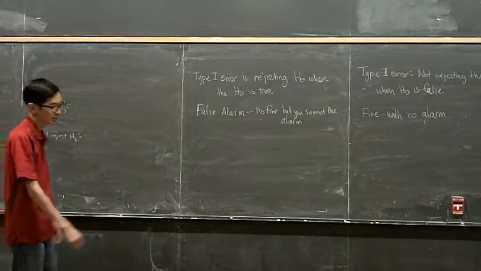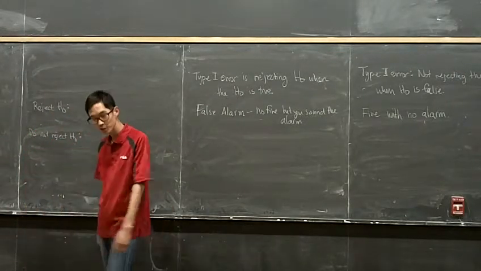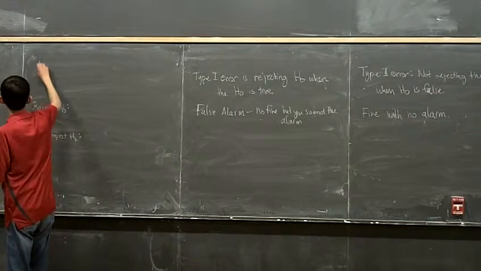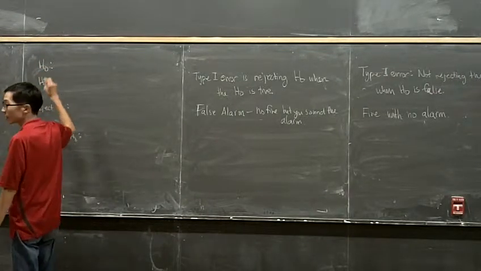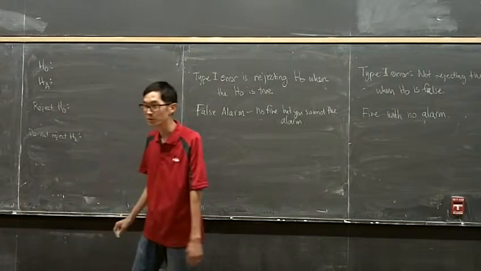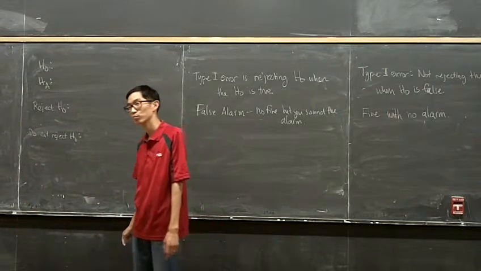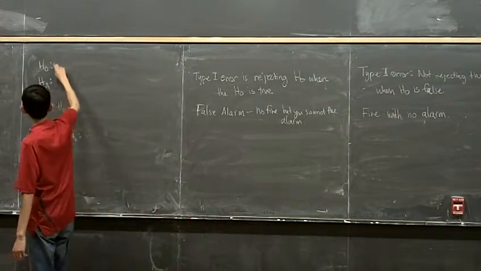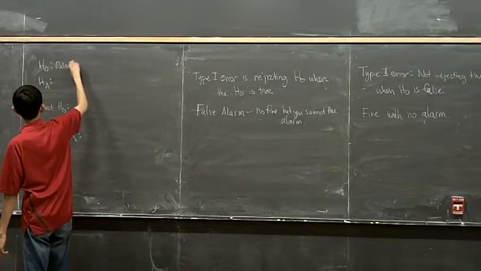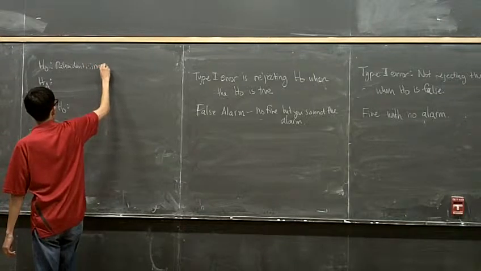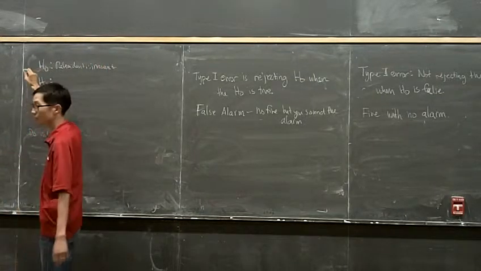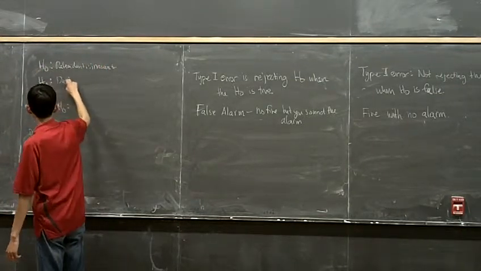We assume what? That you're innocent. Innocent until proven guilty, okay? Innocent until proven guilty. So what's the null hypothesis? Innocent. Yeah, the defendant is innocent. And what's the alternative? The defendant is guilty.